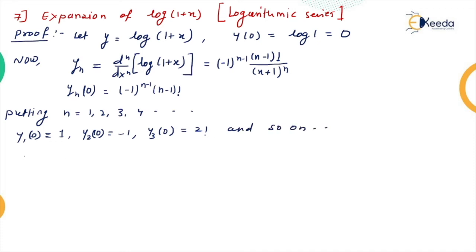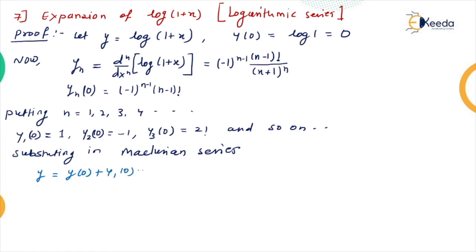So therefore, you know the Maclaurin series, substituting in the Maclaurin series, what will we get? This is f of x, so f of x is equal to, or y is equal to, in the form of y, y of 0 plus x into y1 of 0 plus x square divided by 2 factorial into y2 of 0 plus x cube divided by 3 factorial into y3 of 0 plus and so on.